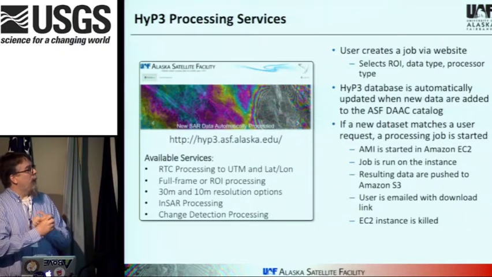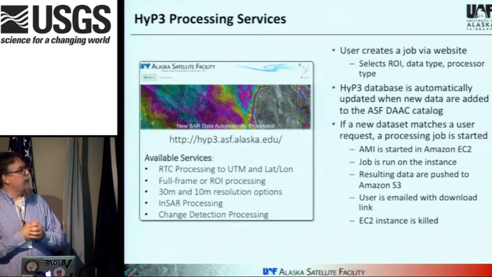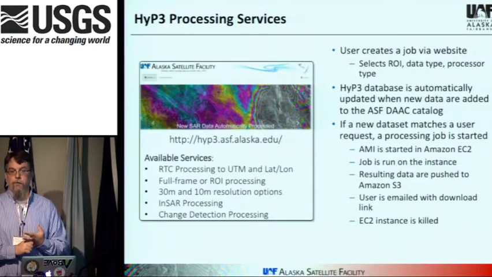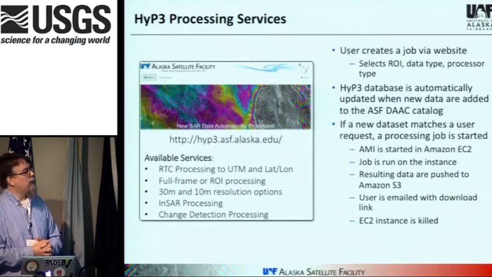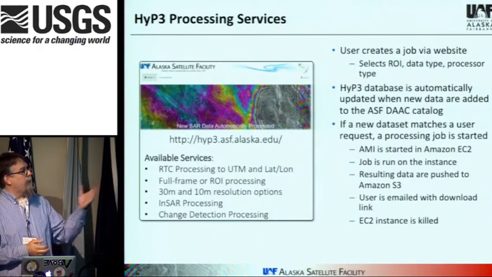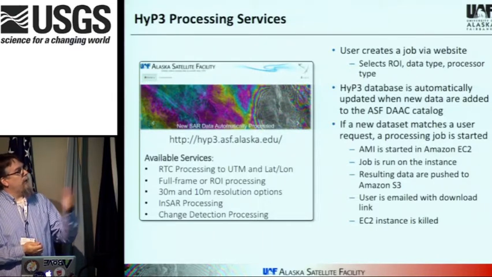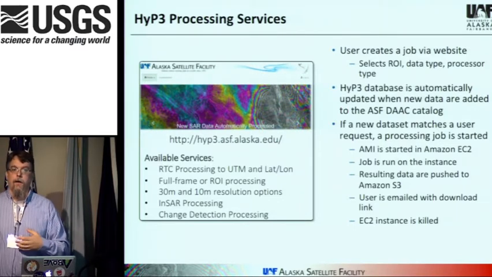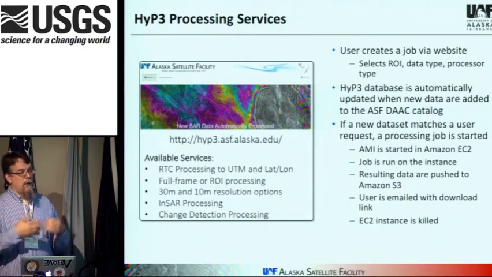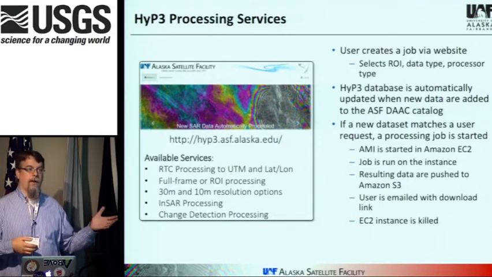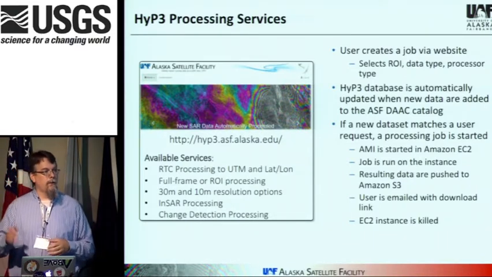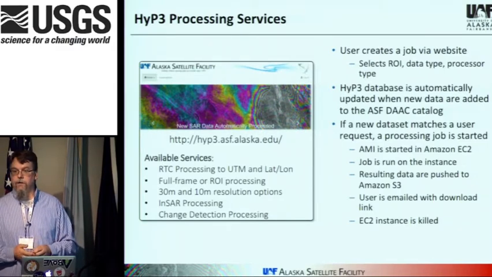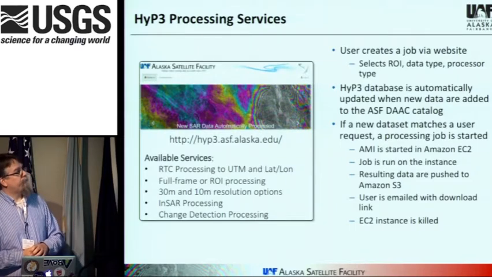So we currently offer RTC processing, full frame or region of interest. We offer InSAR processing. We have change detection algorithms right now that are being used for things like surface water detection. We offer a variety of resolutions. And it's all fully automated, which is the great thing about it. If you place an order, it spawns some EC2 instances, processes the data, and puts the data into a bucket. You can come get the data, and it kills the EC2 instances, they're gone. And everything's based on Docker containers or Amazon Machine Images.